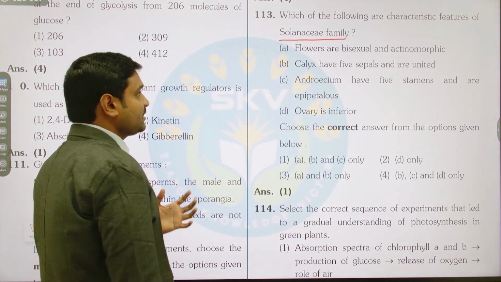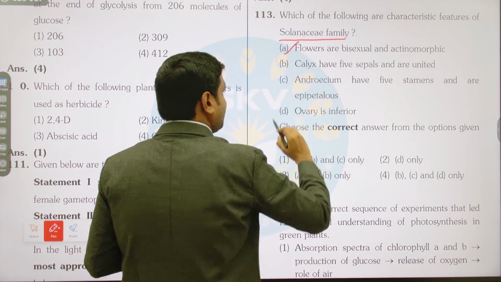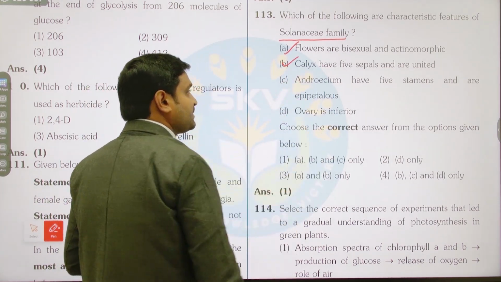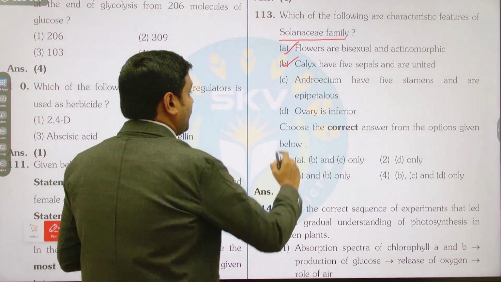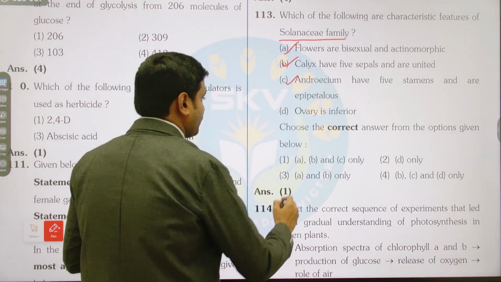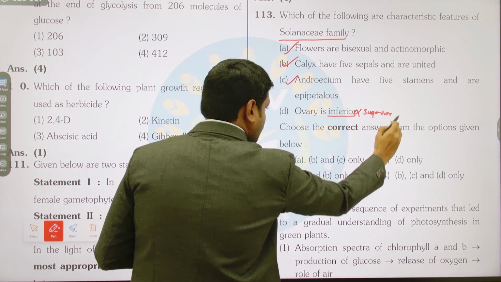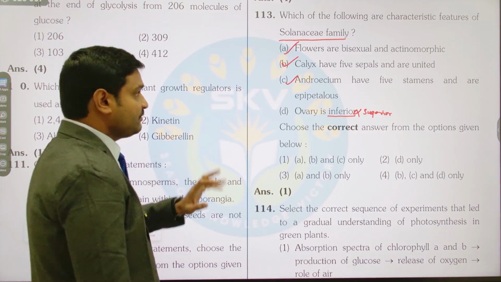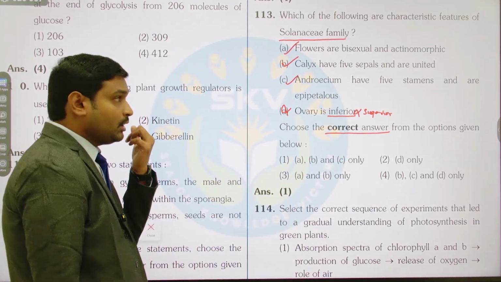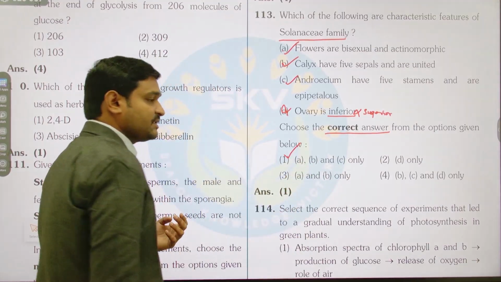So if you see the Solanaceae family, there are option statements given. A, flowers are bisexual and actinomorphic. Yes, that is true. B, calyx has 5 sepals and are united. Absolutely true. And option C, androecium has 5 stamens and are epipetalous. Absolutely true. The last one, ovary is inferior? No, ovary is superior. That was the only wrong one. He is asking to choose the correct answer from the options given below. So here A, B, C are the correct option.